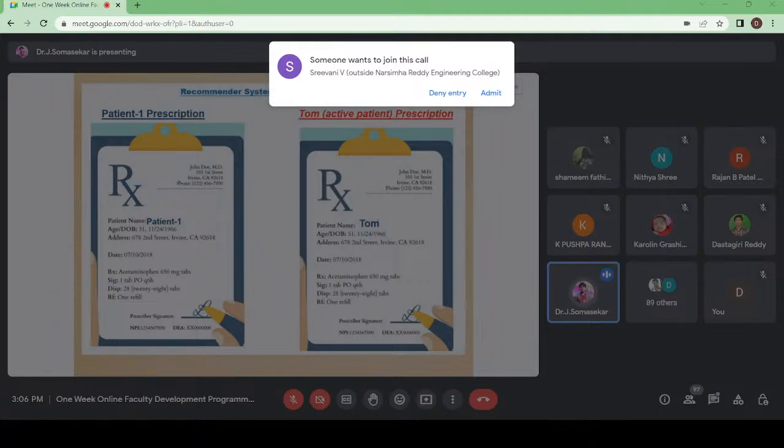You can see the patient name is Tom here, and the patient name is patient 1 here. Let us search. The same thing will be recommended to Tom also. So this is the way the prescriptions or drugs are recommended to patients based on the historical data.